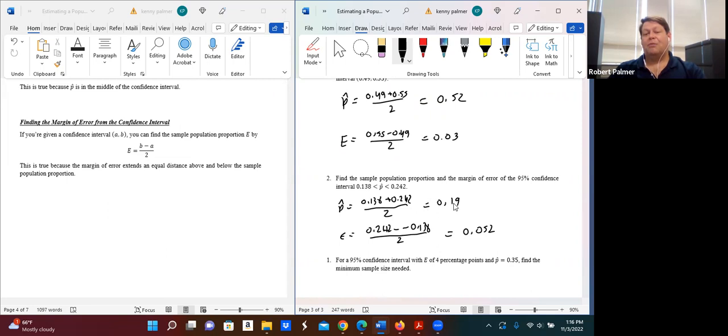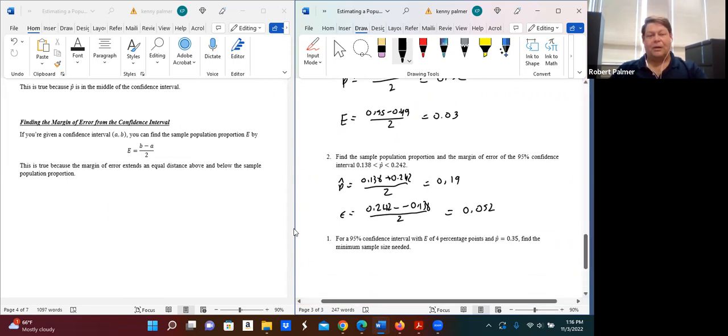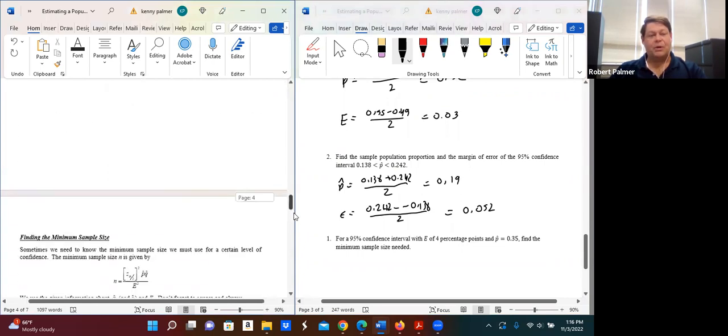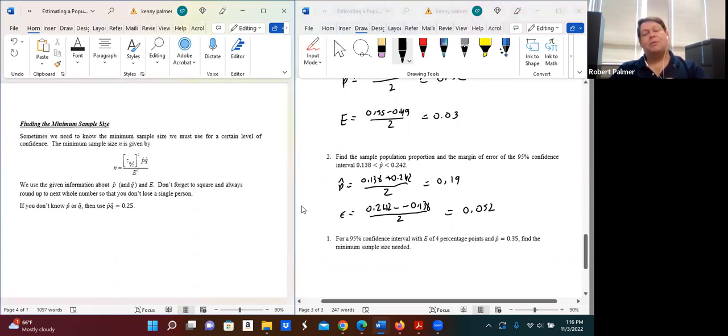And you can see if you constructed this confidence interval based on your P hat and your E, your sample proportion and your margin of error, if you subtracted this E from this number, you get 0.138. You can try this on your own. Then added 0.052 to 0.19, you get 0.242. Okay. All right. And then our last topic here is the question of finding the minimal sample size.